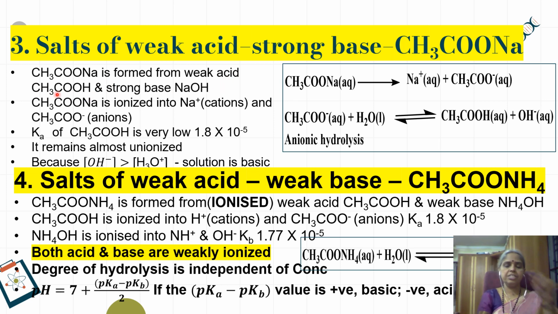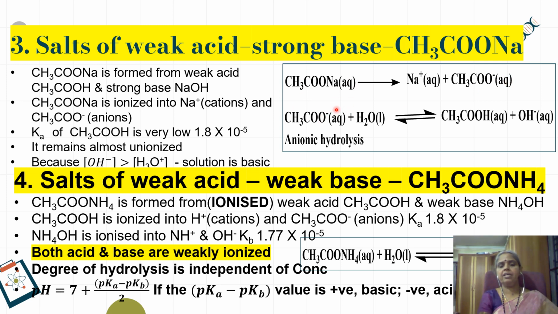Acetic acid is a very weak acid. In the previous slides we have seen that the acid dissociation constant of acetic acid is very low. It is at the bottom of the table. And sodium hydroxide is at the top. It's a very strong base. So CH3COONa is ionized to form Na plus ions and CH3COO minus ions.